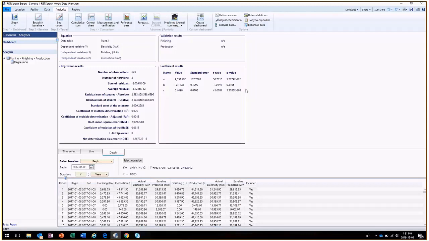The p-value is the probability that the variable has no influence on the dependent variable. In general, this value should be less than 0.05. If we look here, this value is significantly less than 0.05, while this value is greater, again indicating that maybe the finishing metric is not a strong driver of energy use. If any of your coefficient results do not meet these thresholds, you might want to consider removing them from the model.